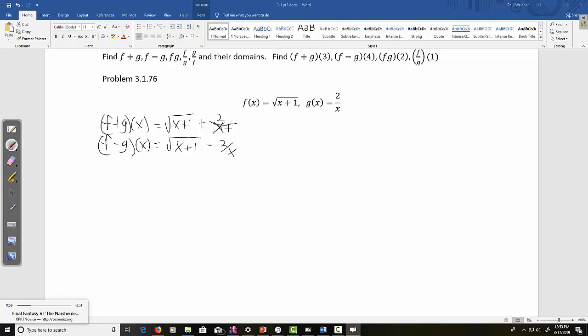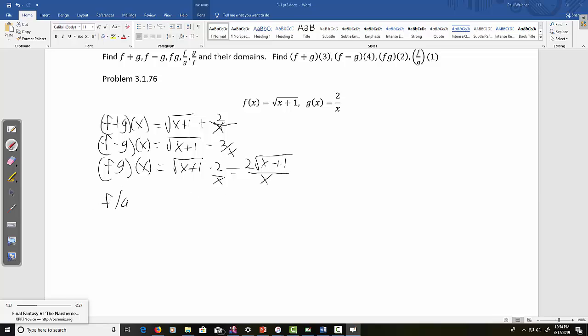Can't really see my line there. It looks awful. Oh well. fg is square root x plus 1 times 2 over x. I guess I'll rewrite that a little nicer: 2 square root x plus 1 over x.